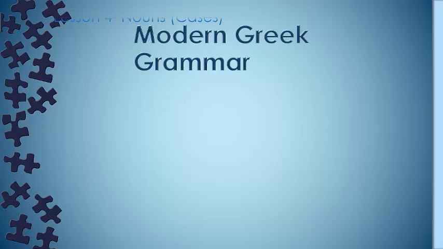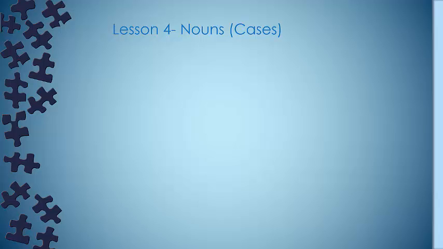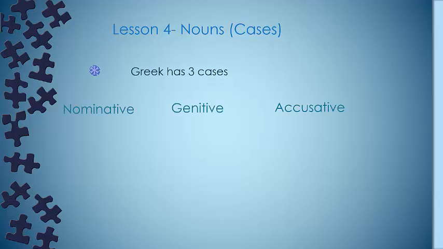Today's lesson is going to be about noun cases. In modern Greek, of course. In ancient Greek, there are other cases, more difficult, actually. In modern Greek, we have three cases, and those are nominative, genitive, and accusative. Now, we use each and every one depending on the role of the noun in our sentence.